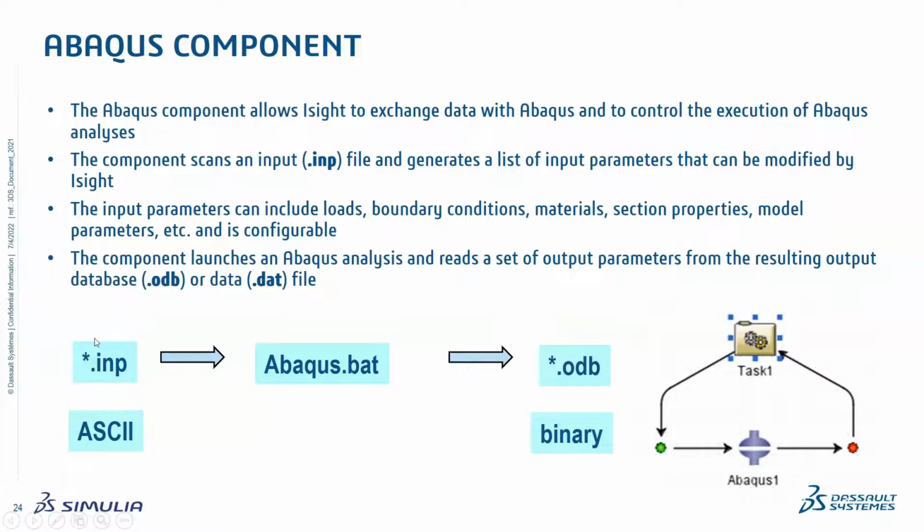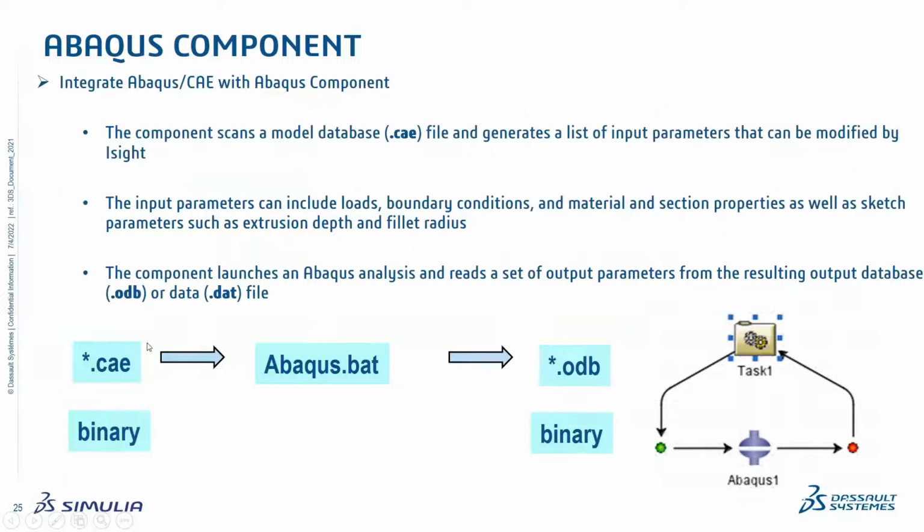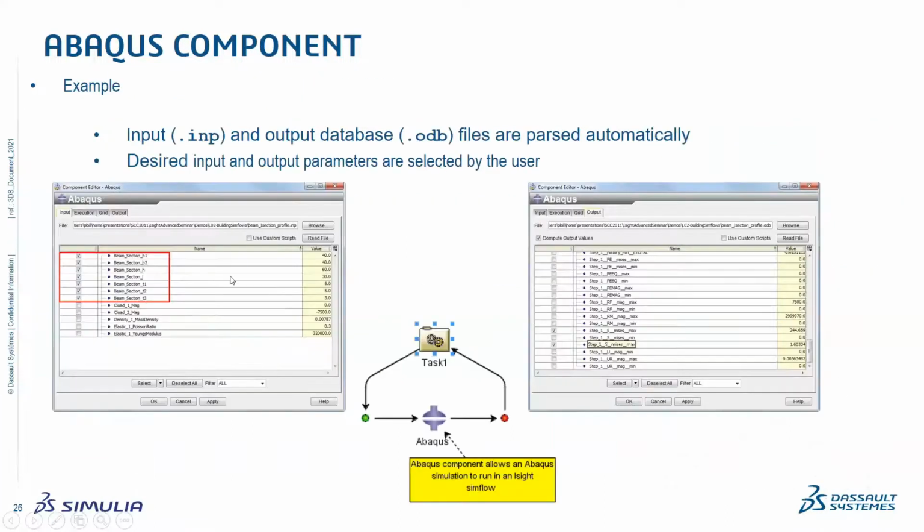In case you have a CAE file, if you want to change the geometry, then you probably need a CAE file. Even that you can call inside the Abaqus component in Eyesight and vary the parameters, and accordingly you can read the output ODB file as well. Typically if you load an input file in Eyesight, you'll be able to see all the information like the section information, the load, or the material information.